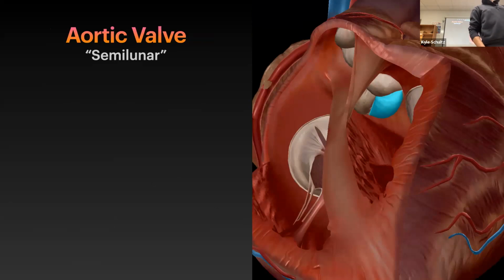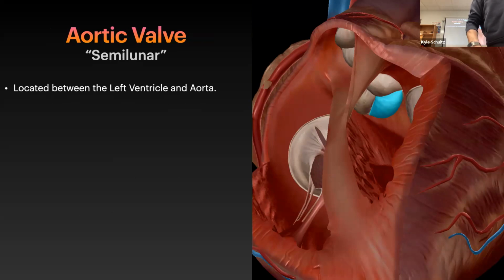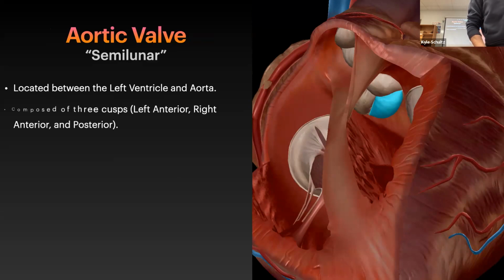Next one's going to be the aortic valve. This is another semilunar. It's going to be located between the left ventricle and the aorta. I think we all probably knew that. It's composed of the 3 cusps, the left anterior, right anterior, and the posterior.